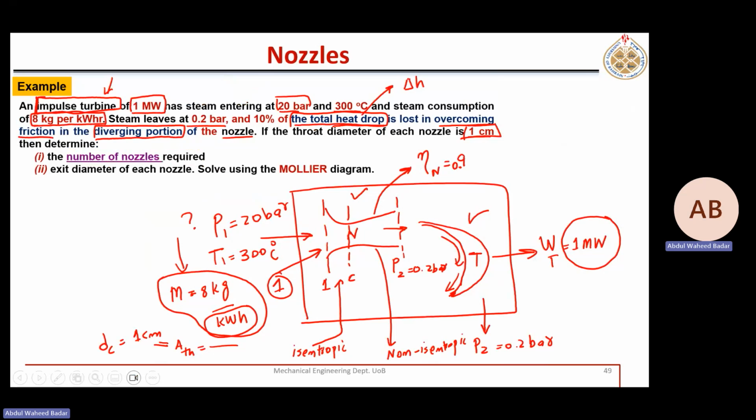So how to find out the mass flow rate? Mass flow rate is decided by area of throat, so A times C over v. So let's find out this mass flow rate. Area is given, C we can find out, 2 into H1 minus H.